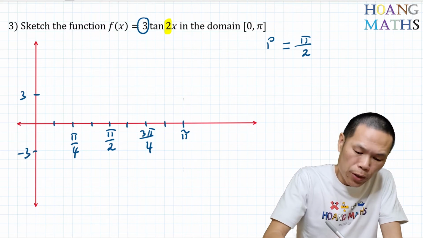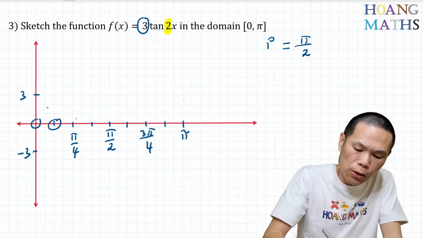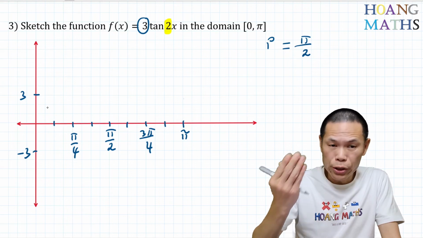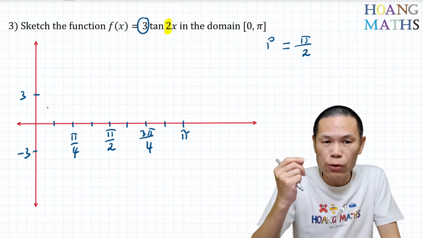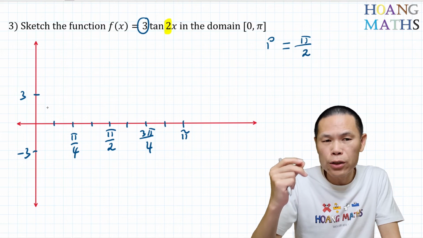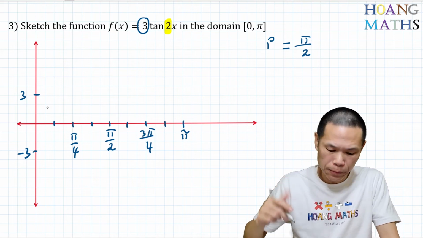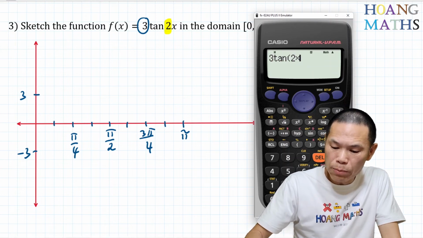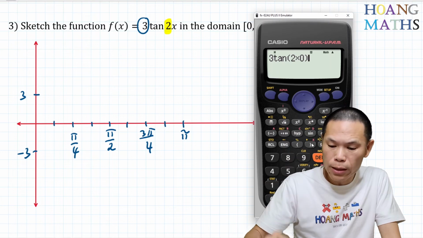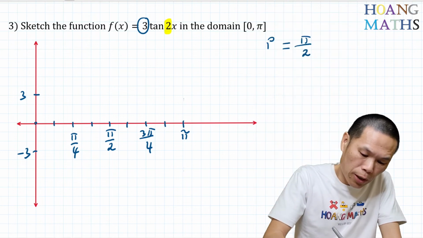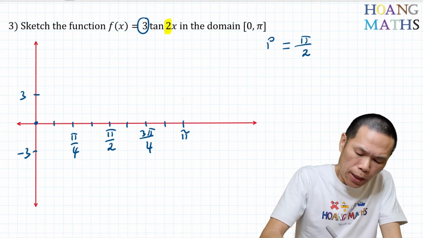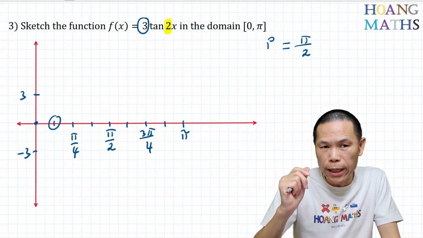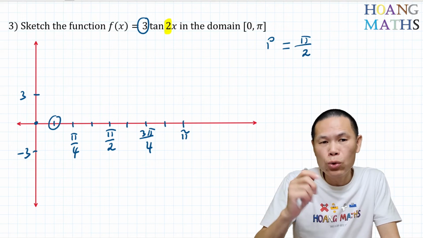Now what you do is put these values into your calculator and you should be able to sketch it very easily. Let's go 3 tan of 2 times 0. Don't forget, you need to convert your calculator into radian mode, okay? So 3 tan of 2 times 0, and you should get 0. So there you go, 0 here. The next point is pi over 8, because between 0 and the quarter is 1/8. Otherwise, just go a quarter divided by 2, you should get 1/8.